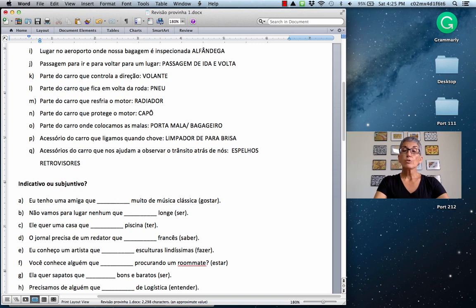Bom, indicativo ou subjuntivo? So what you have to remember here is, existe ou não existe, ok? Pergunta, sempre subjuntivo, ok? E os verbos? Querer, precisar, procurar, preferir, sempre subjuntivo, ok? Então, olha só, eu tenho uma amiga que, blá, blá, blá, muito de música clássica. Então, indicativo ou subjuntivo? Eu tenho uma amiga, a amiga existe. Então, indicativo, ok? Então, o verbo gostar. Eu tenho uma amiga que gosta muito de música clássica.